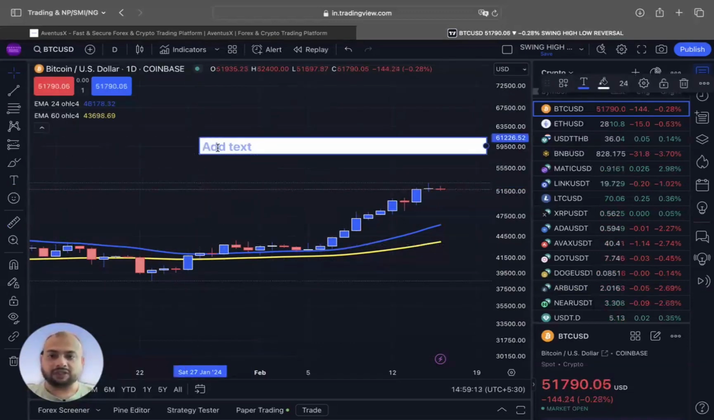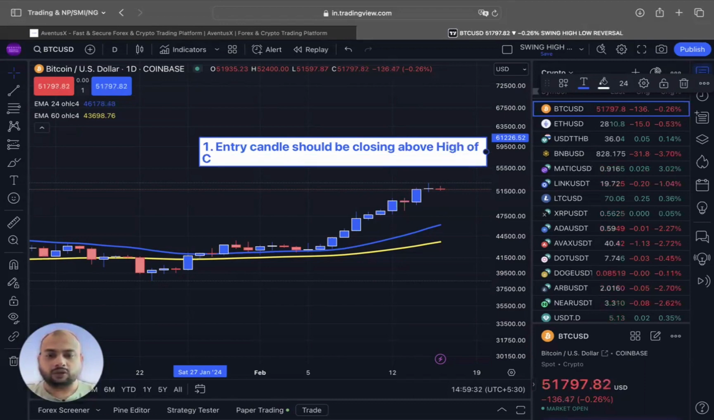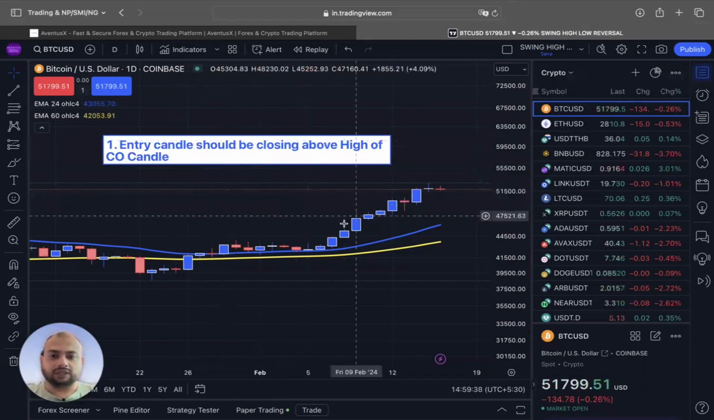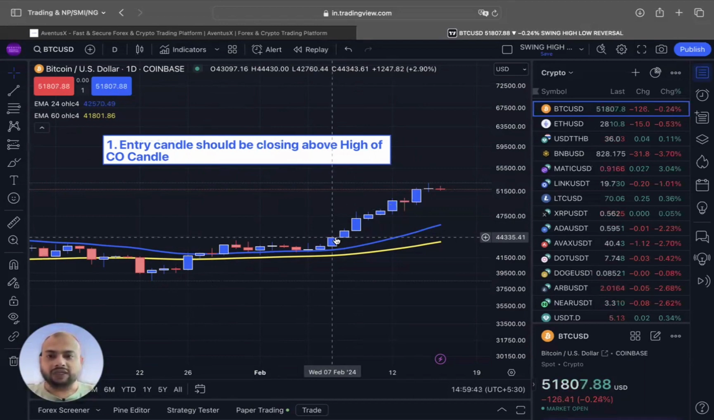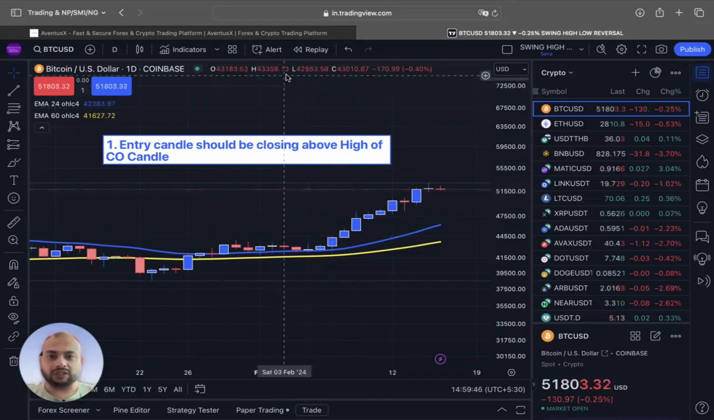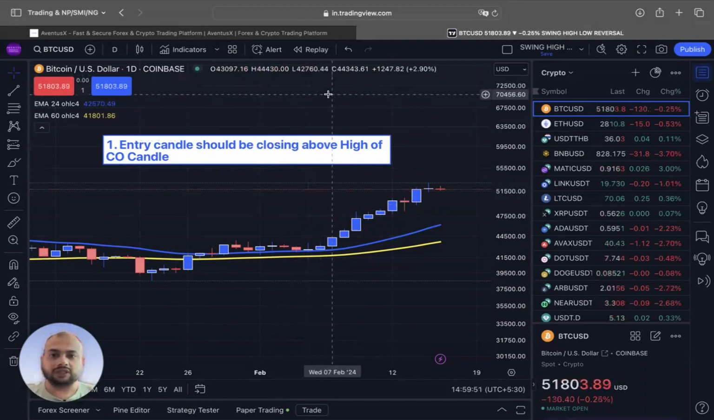So the first parameter is that the entry candle should be closing above the high of the crossover candle. Here, if you see, on the 7th of February, the high of Bitcoin for 1 day was 44,430. You can check it out over here at this level.